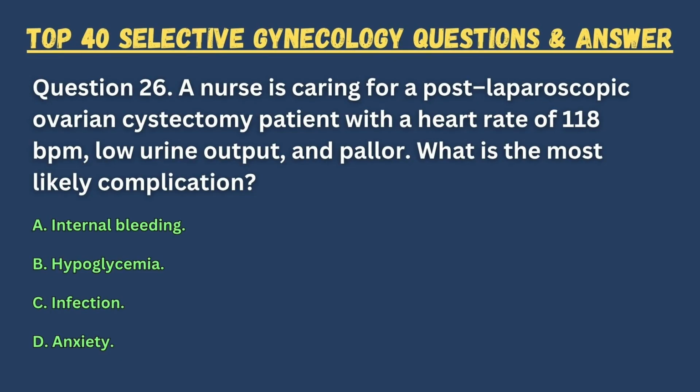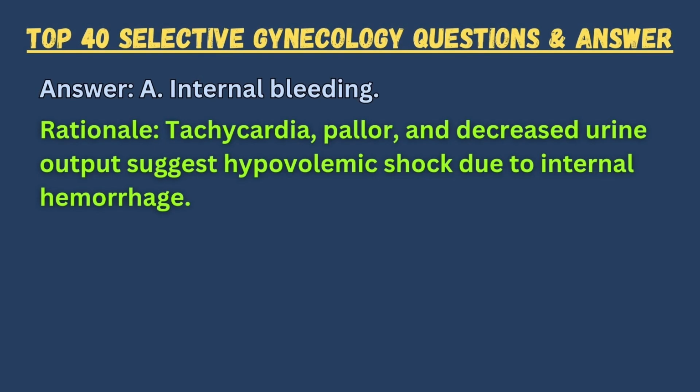Question 26. A nurse is caring for a post-laparoscopic ovarian cystectomy patient with a heart rate of 118 bpm, low urine output, and pallor. What is the most likely complication? A. Internal bleeding. B. Hypoglycemia. C. Infection. D. Anxiety. Answer: A. Internal bleeding. Rationale: Tachycardia, pallor, and decreased urine output suggest hypovolemic shock due to internal hemorrhage.